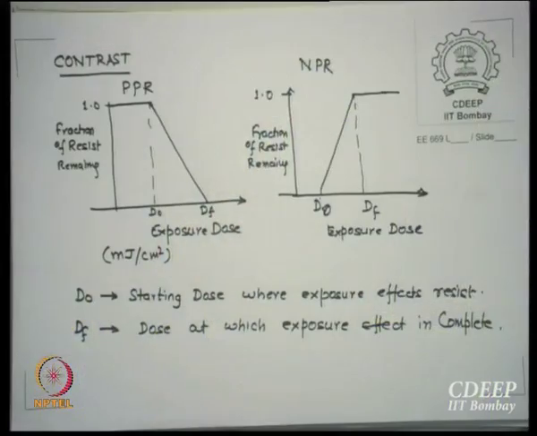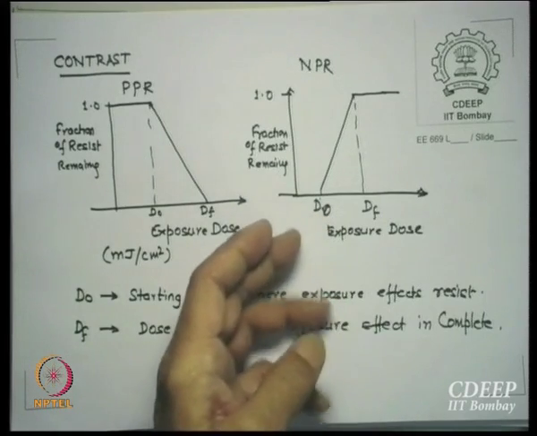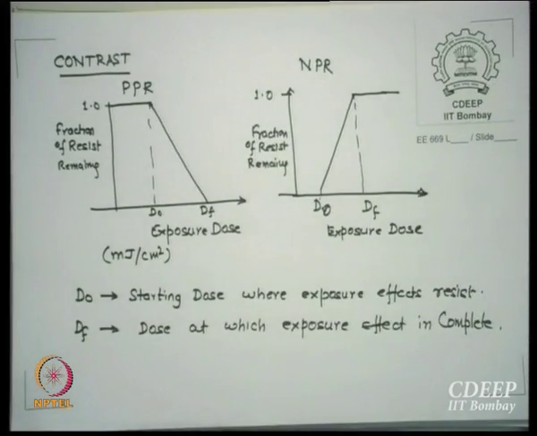Okay, so we start. We'll just go back a few slides. We were talking yesterday, started with some contrast and then went over, but there are a few things which I forgot to mention. We did say that for PPR or NPR, the fraction of resist after exposure may start at an initial dose of D0 and end up in DF when all of the PPR is exposed, or start from D0 to start exposing and finish at DF.